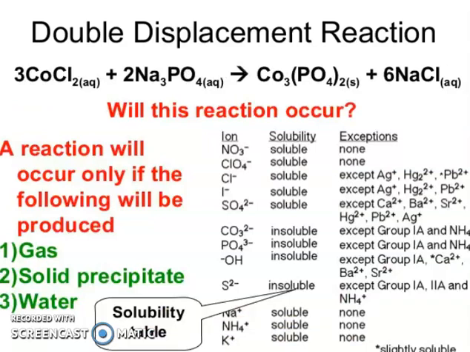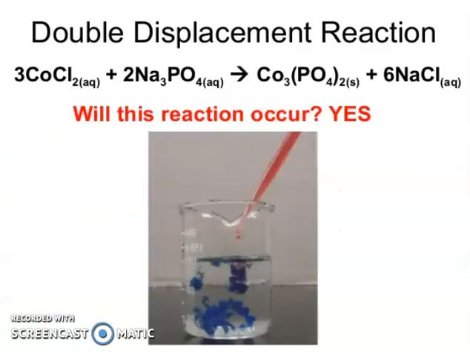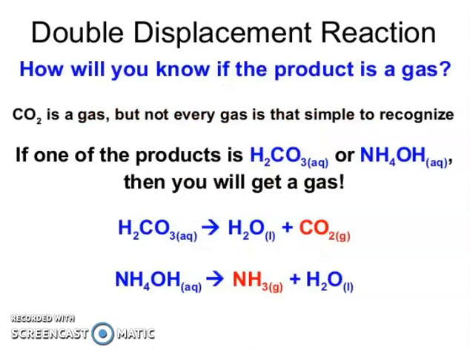Double displacement reactions: cobalt chloride, ammonium phosphate, it gave cobalt phosphate, sodium chloride. Will this reaction occur? A reaction will occur only if the following are produced: gas, solid precipitate, water. So, solubility table. Double displacement reactions: cobalt chloride, sodium phosphate gave cobalt phosphate and sodium chloride. Will this reaction occur? So, yes.